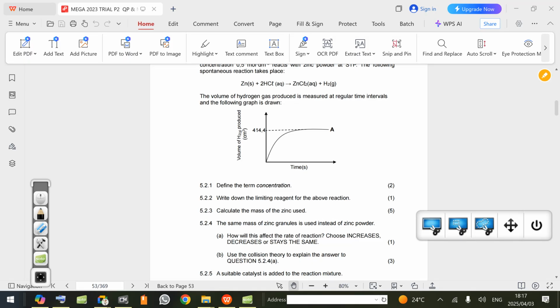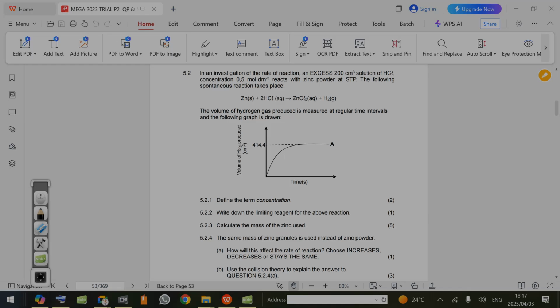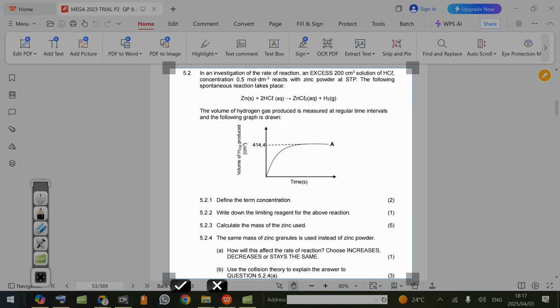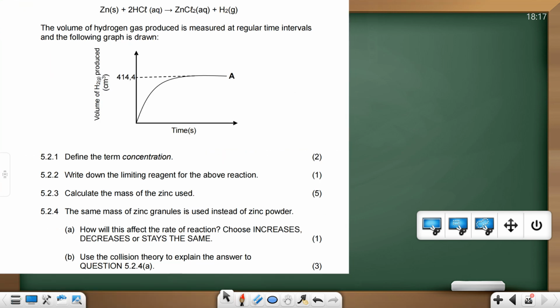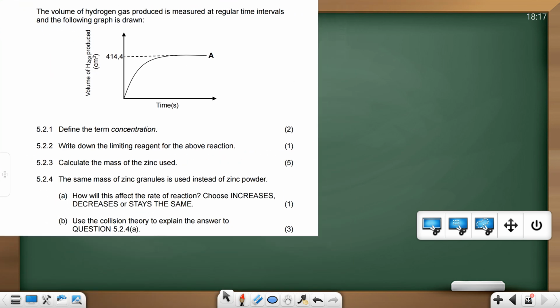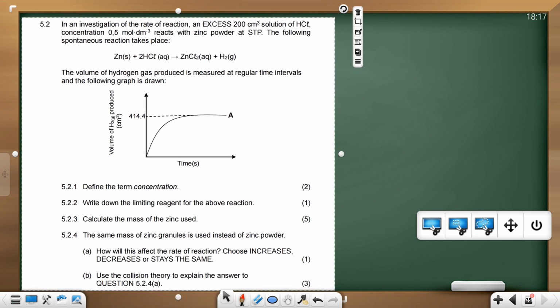Okay, let's do this. Let me get an investigation. All right, I want to go up to 5.2.4. So you see that in this topic, once you know your story, you don't waste time at all.